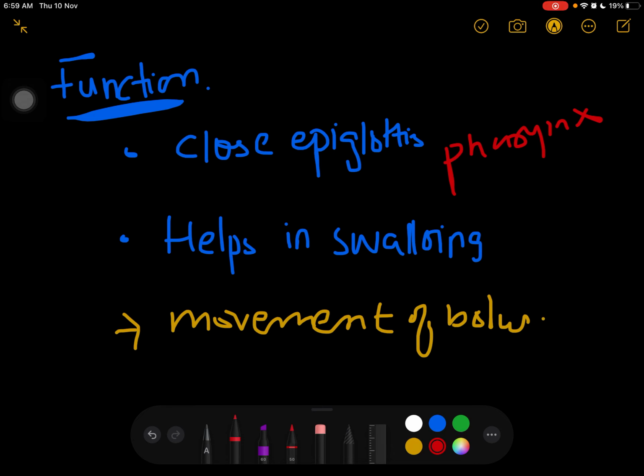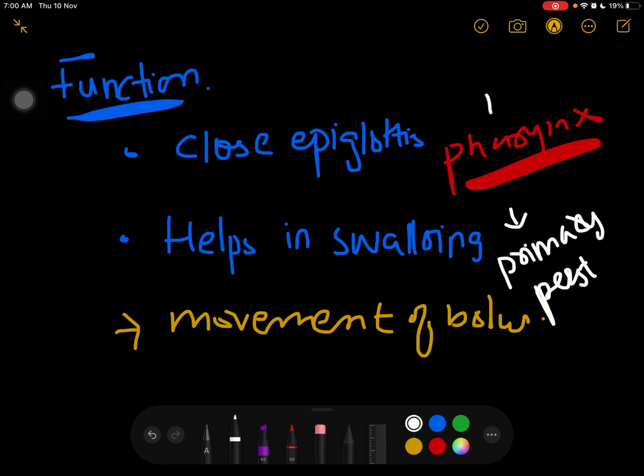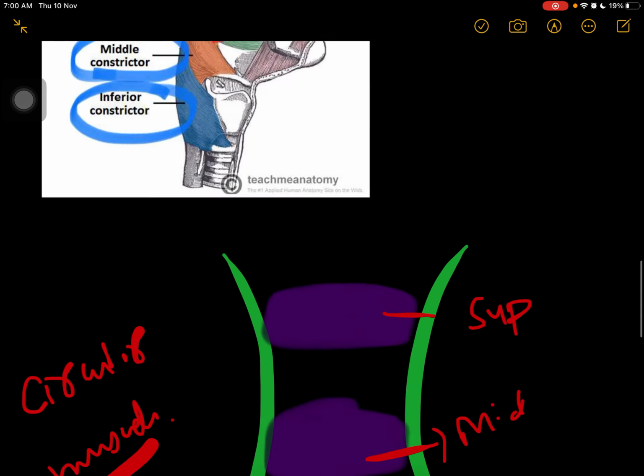It can be asked in an MCQ set from where peristalsis starts. So basically the answer should be the pharynx. From the pharynx, primary peristalsis starts. Okay, so I hope the concept is clear to you.